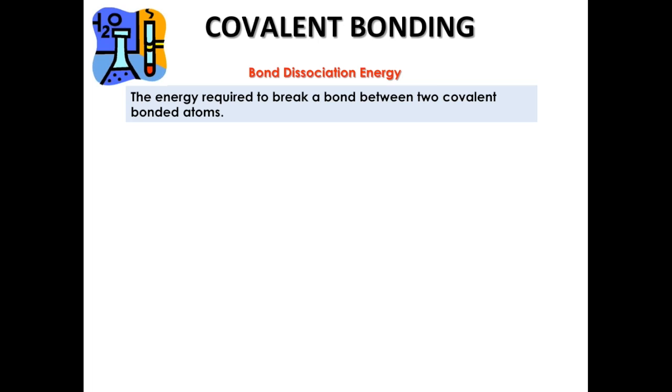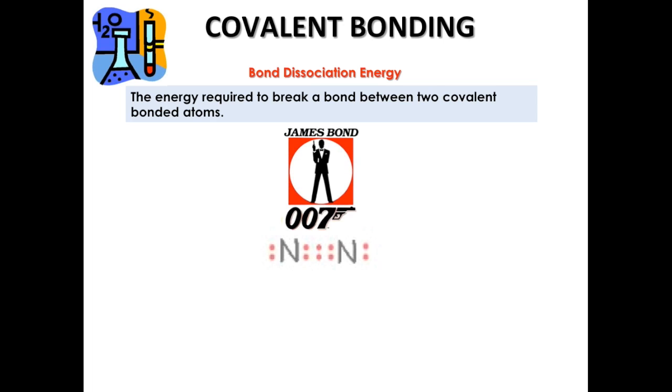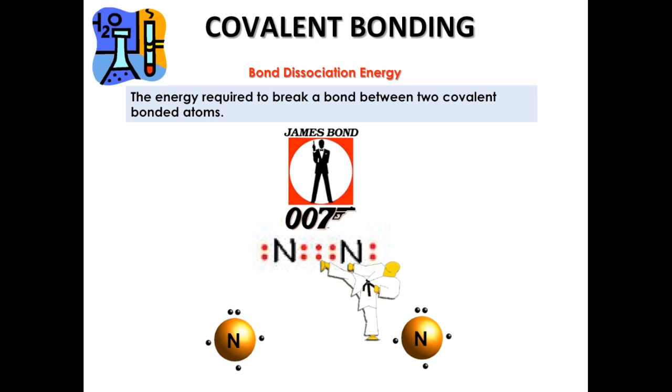Now, bond dissociation energy is the energy required to break a bond between 2 covalently bonded atoms. In our case, suppose that we have nitrogen. In order to break this nitrogen, we will need that bond dissociation energy. It will be able to separate this molecule.